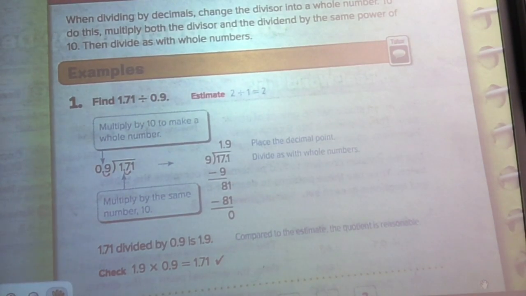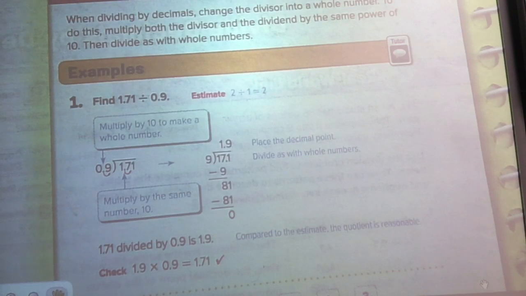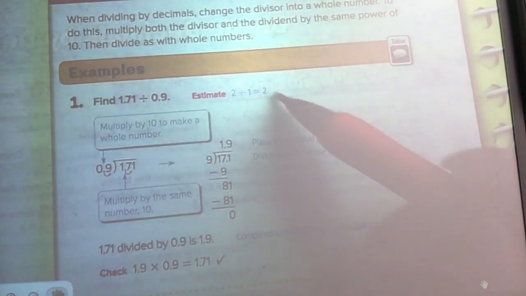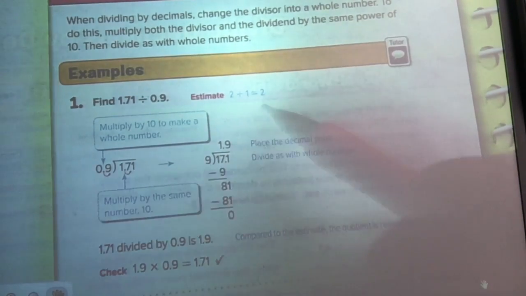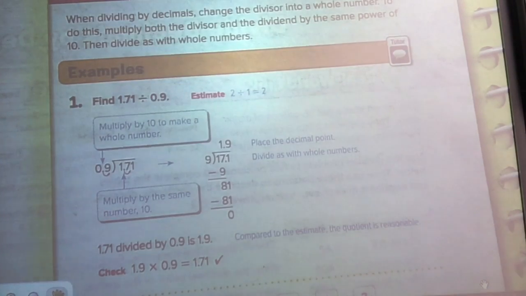You don't have to move a decimal back. You don't have to do anything. As long as you do the same on the outside as you do on the inside, then you're okay. And 1.9 is really close to our estimation of 2, so that tells us that we are correct.